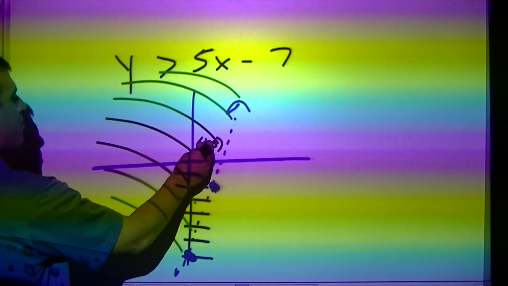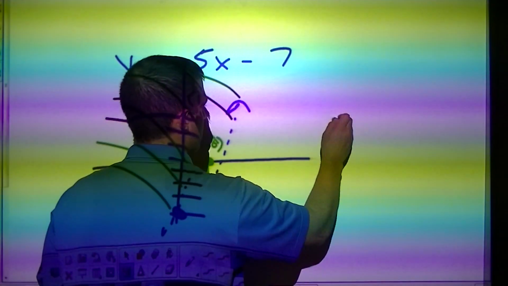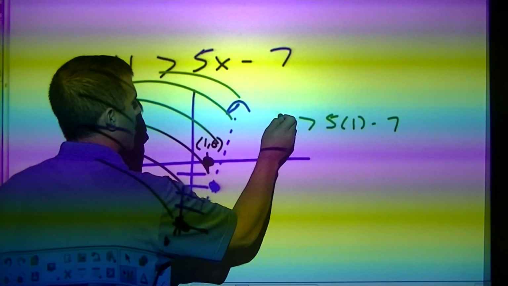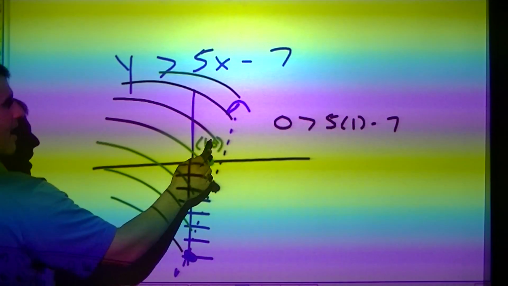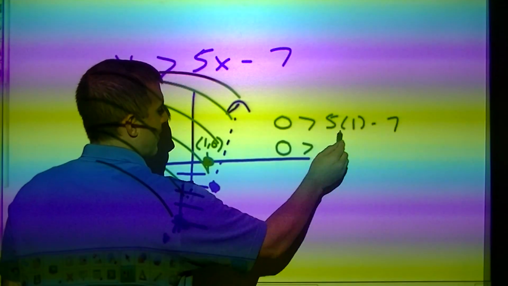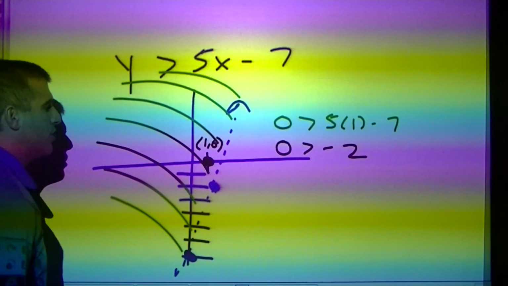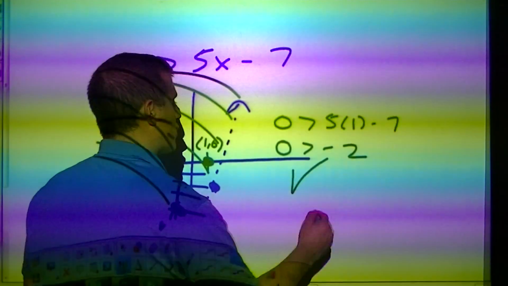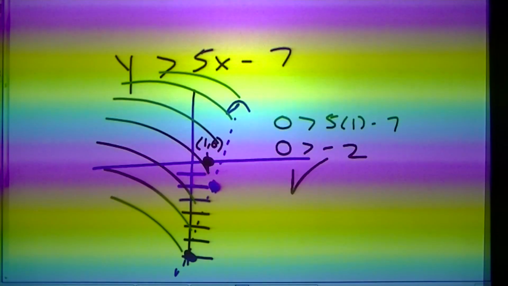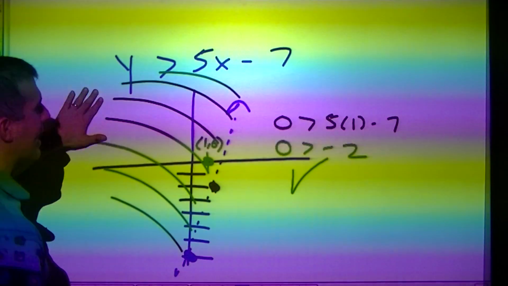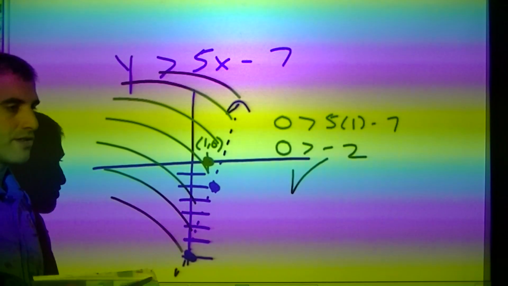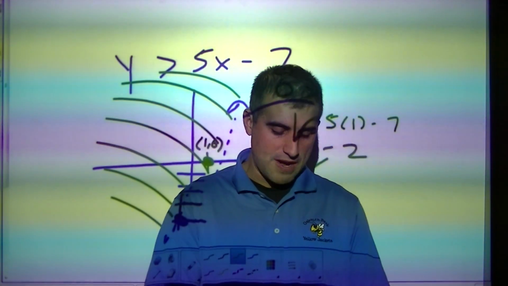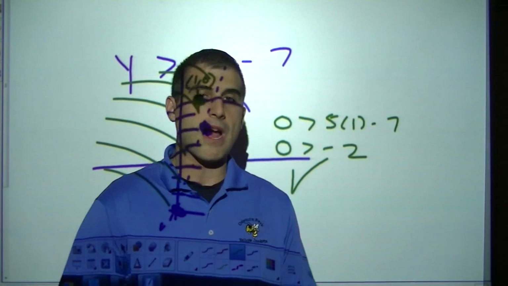If I put 1 in for x and 0 in for y, if I calculated that, it would be negative 2. So this says 0 is greater than negative 2. Yep, that is a true statement. So when you're shading, that's what that means. Graphing inequalities is no different than graphing lines. If you can graph the lines, you can graph the inequalities.